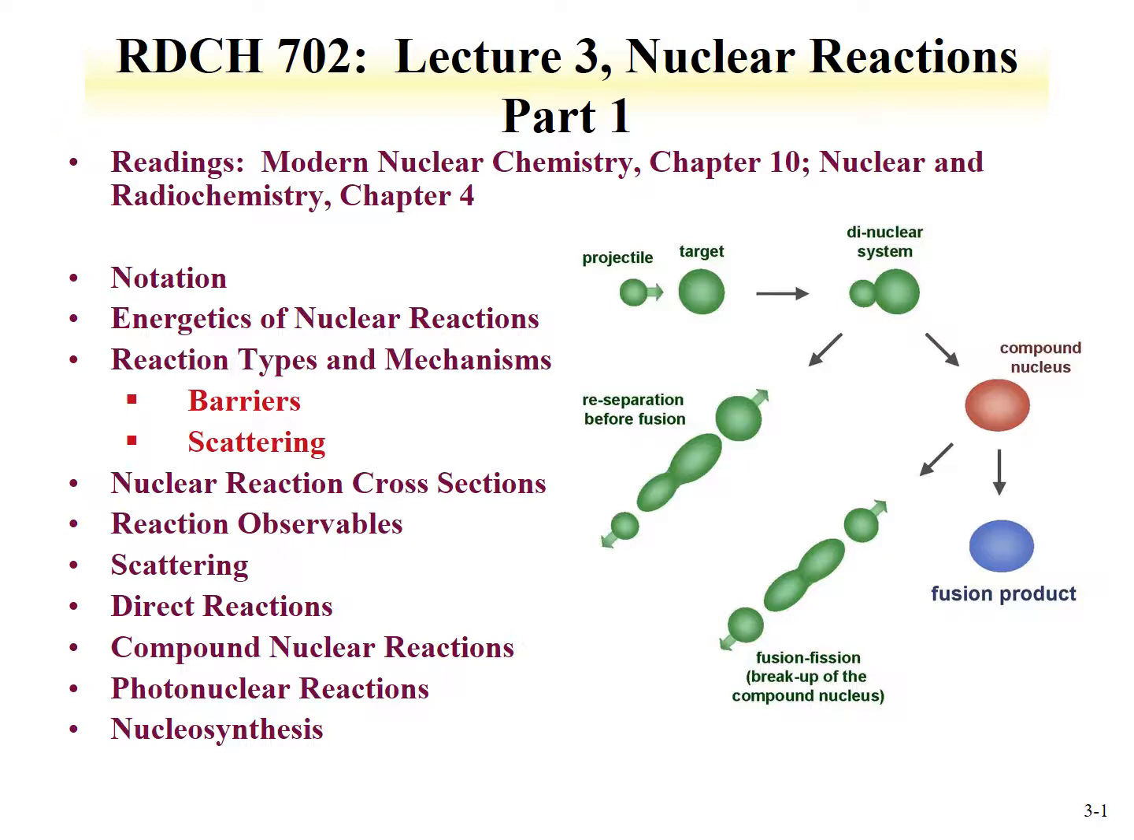We'll go over some notation, energetics of reactions, the types of reactions, some information on cross-sections, reaction observables, what's evaluated with reactions, and then different types of reactions: scattering, direct reactions, compound nucleus. And finally, we'll end with an example related to formation of nuclides in stellar systems, so nucleosynthesis. This first part of the lecture will cover up to cross-sections.